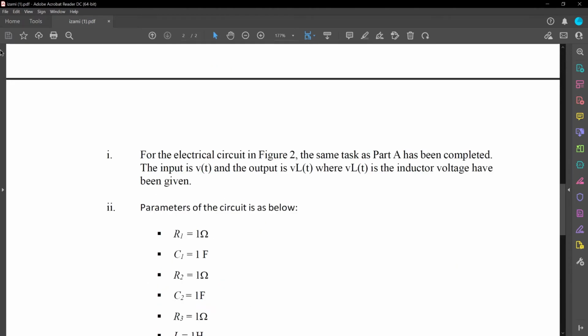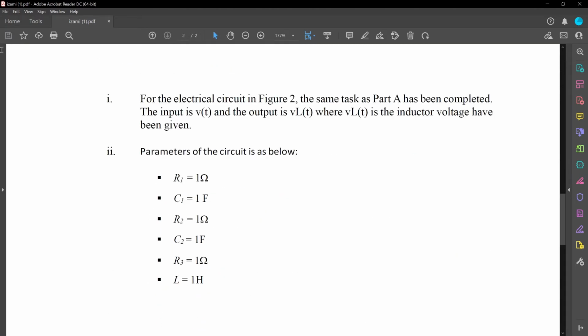For the electrical circuit in figure 2, the same task as part A has been completed. The input is V(t) and the output is VL(t), where VL(t) is the inductor voltage, as given.